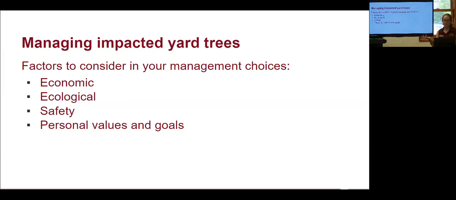Economic things, how much is it going to cost to have that tree removed? Is it near to your house? Could it fall on your house? What would be the cost of that if you did the wait and see approach? Versus how much is it going to cost to treat it chemically if you decide to do that?